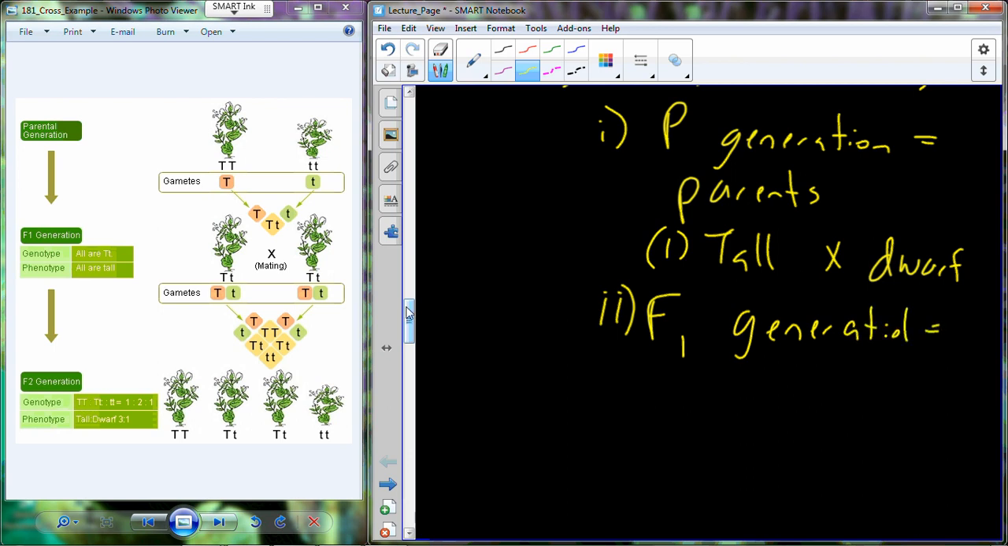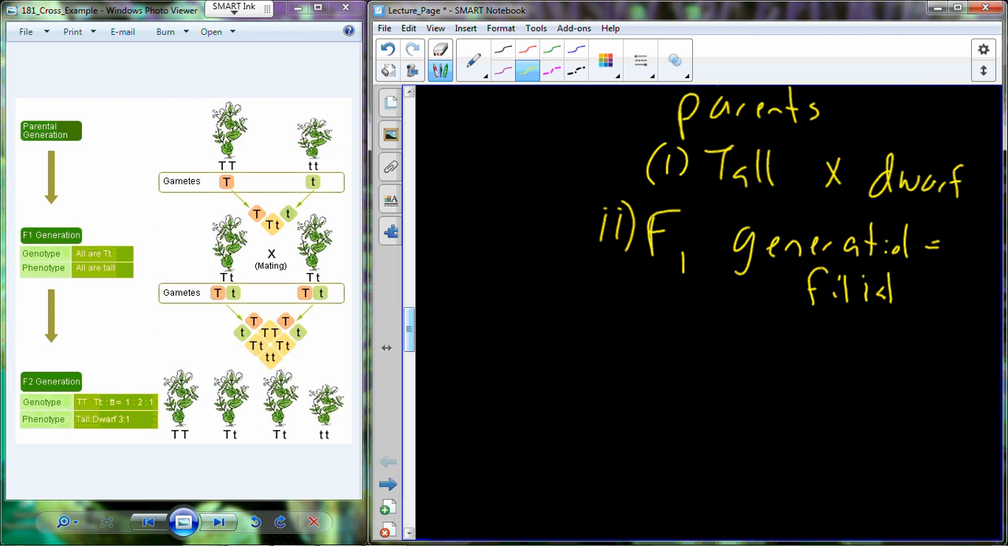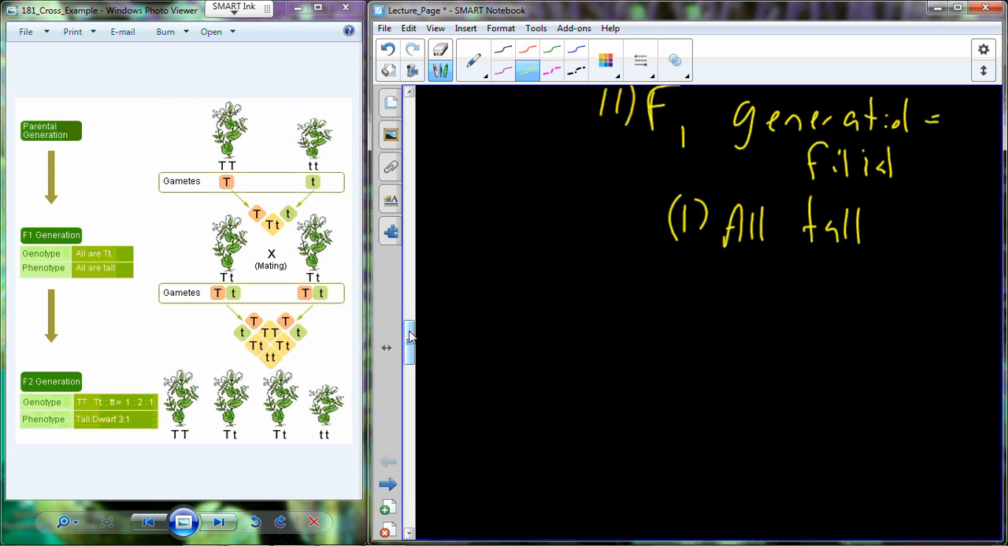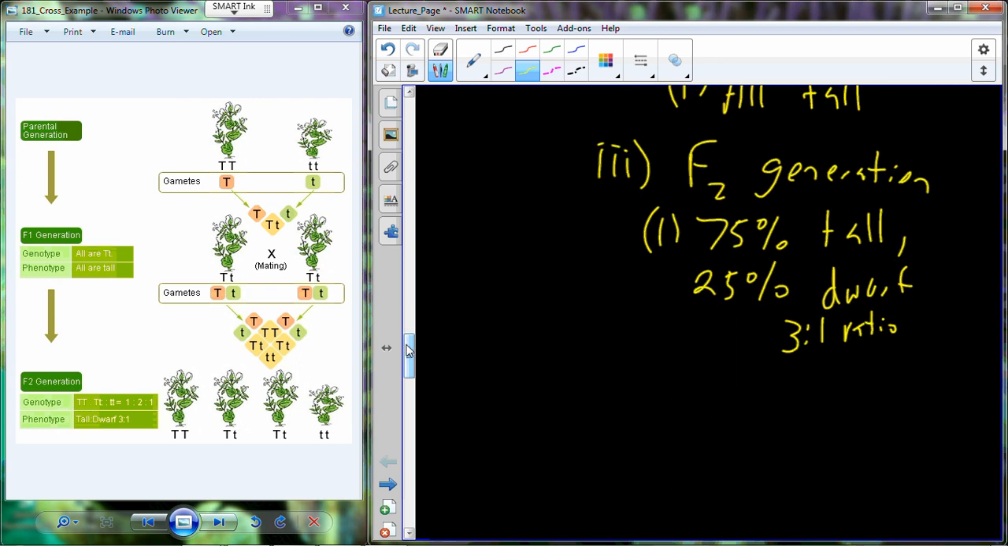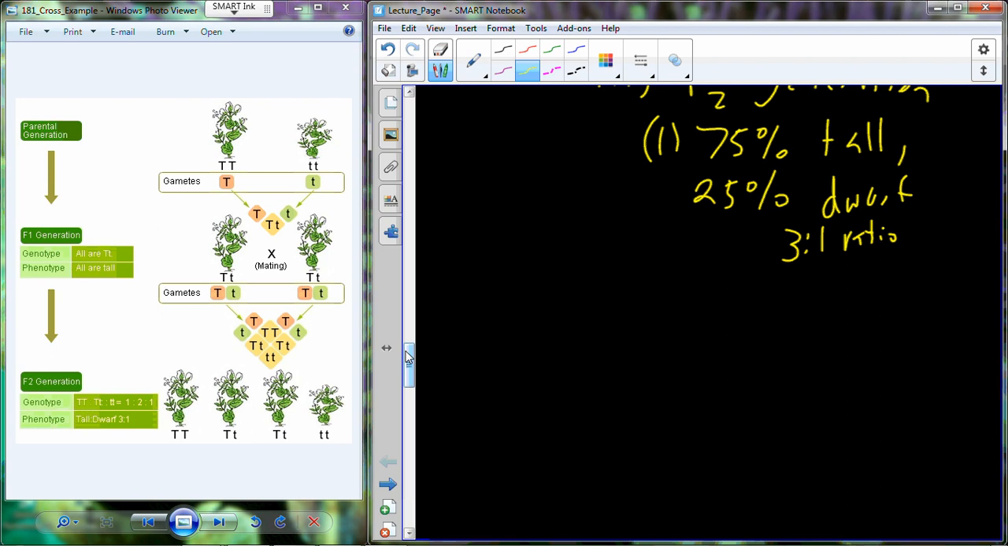In this generation, when you breed a tall times a dwarf, you end up with all tall offspring. Now, it's a good thing he didn't stop there, but he took it out to a second generation, the F2. And in that F2 generation, what he would find is 75% of the offspring would be tall plants, 25% would be dwarf. This turns out to be a 3-to-1 ratio. So we end up with this 3-to-1 ratio.